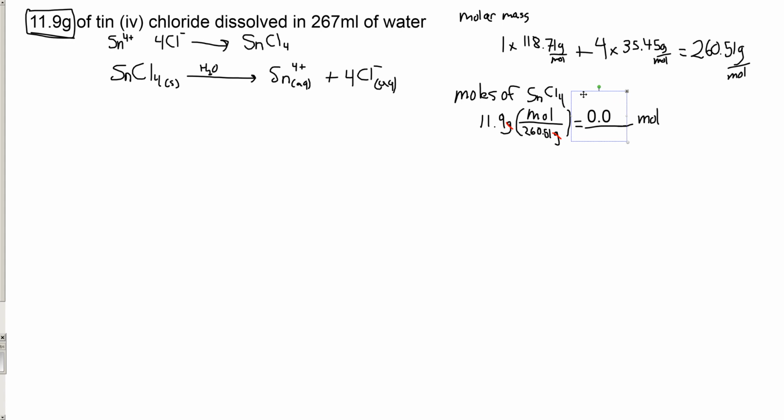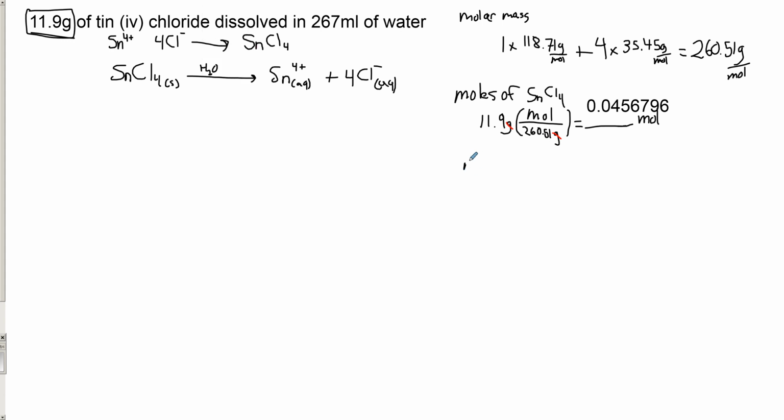So it's 0.0456796 moles. So, recapping so far, we got our chemical formula, we did the dissociation equation, we found the molar mass of the chemical that we're dealing with, and we used the mass and the molar mass to determine the number of moles. Now we're going to do moles per liter.